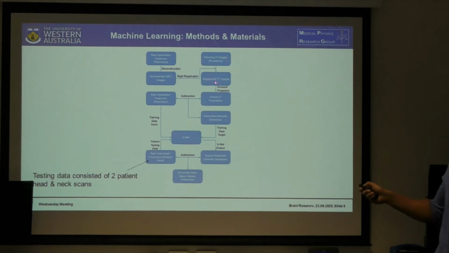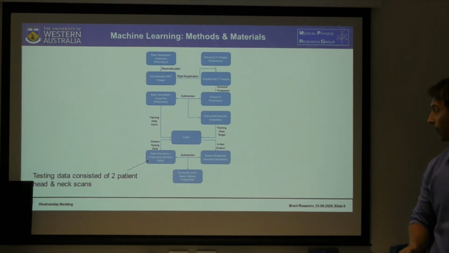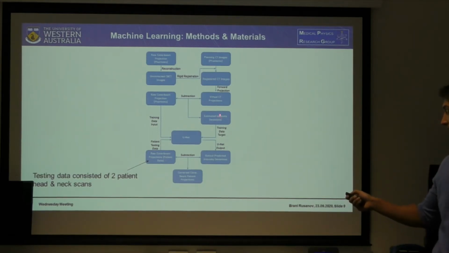Then using the registered CT, we forward project in order to get the virtual CT projections, and then subtract them from the raw cone beam projections in order to get the estimated intensity deviations. And up to this point, this is the same as what I've just described. However, we do not apply any smoothing to these estimated intensity deviations.